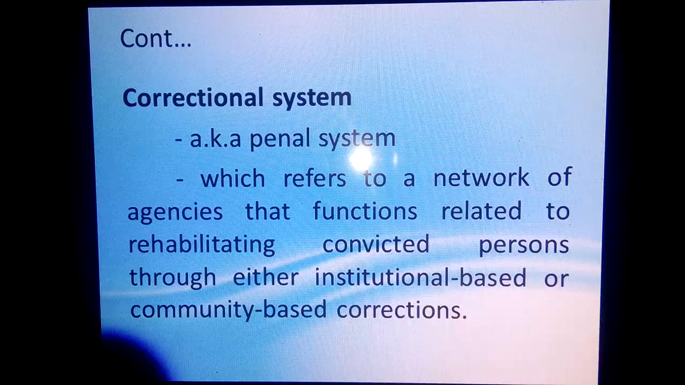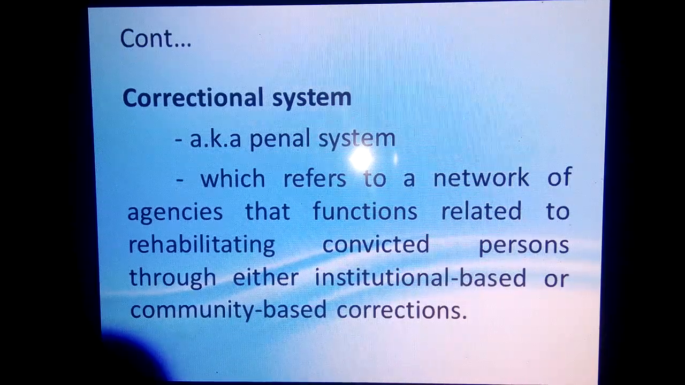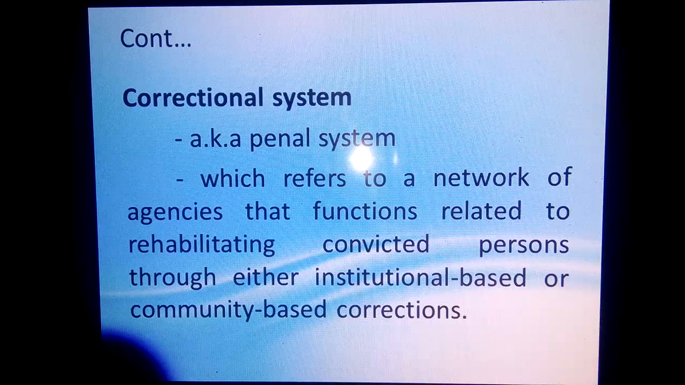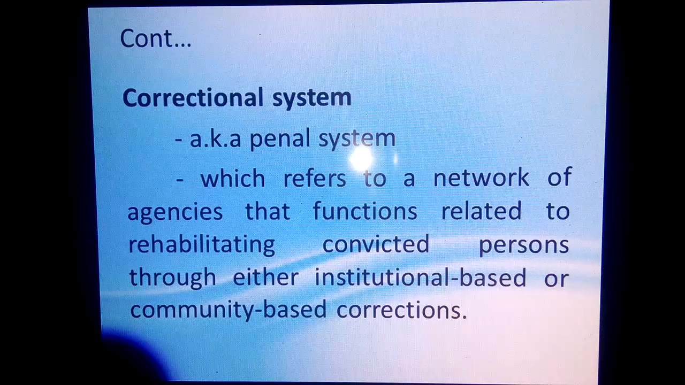So meaning to say, their movement has been supervised and monitored, and there are custodial forces that look after their welfare and also supervise the treatment program that has been designed for them. So they are not actually exercising their free will, or their rights as a civilian, since they are being confined inside the penal facilities.